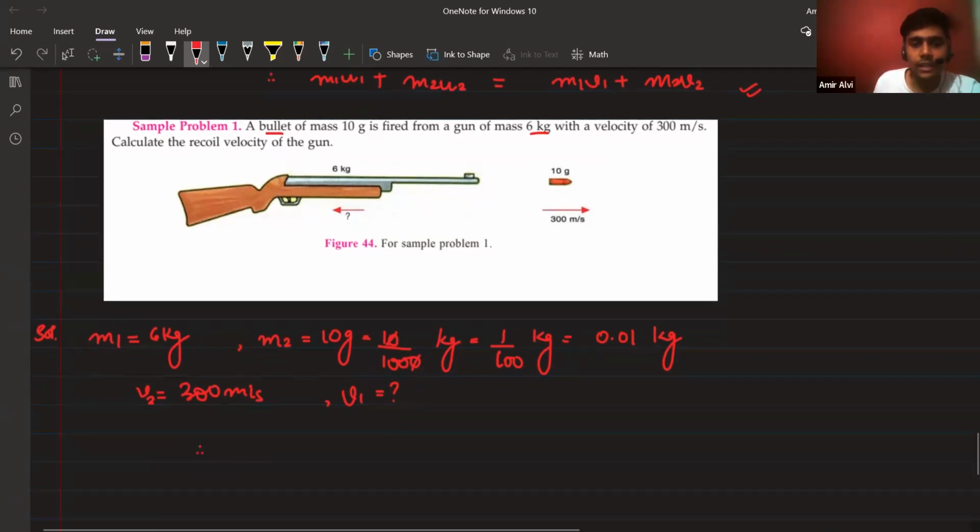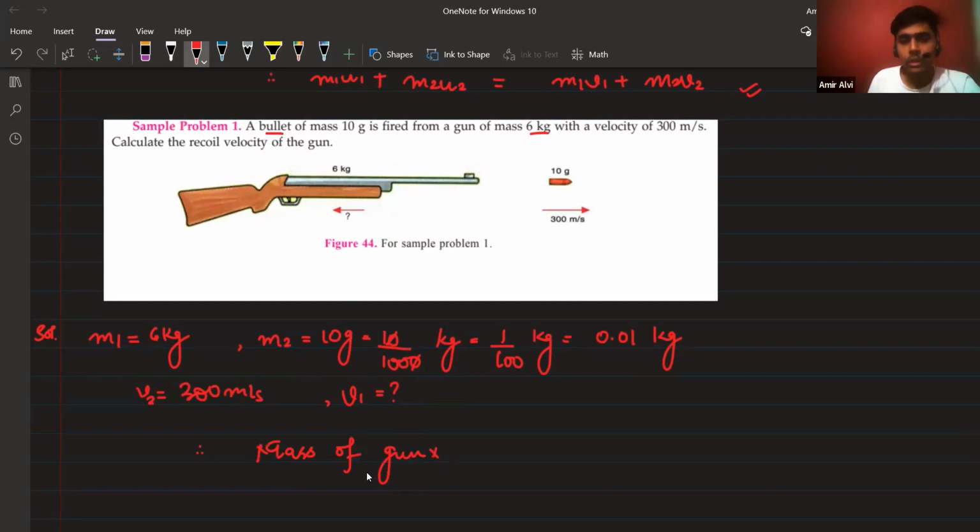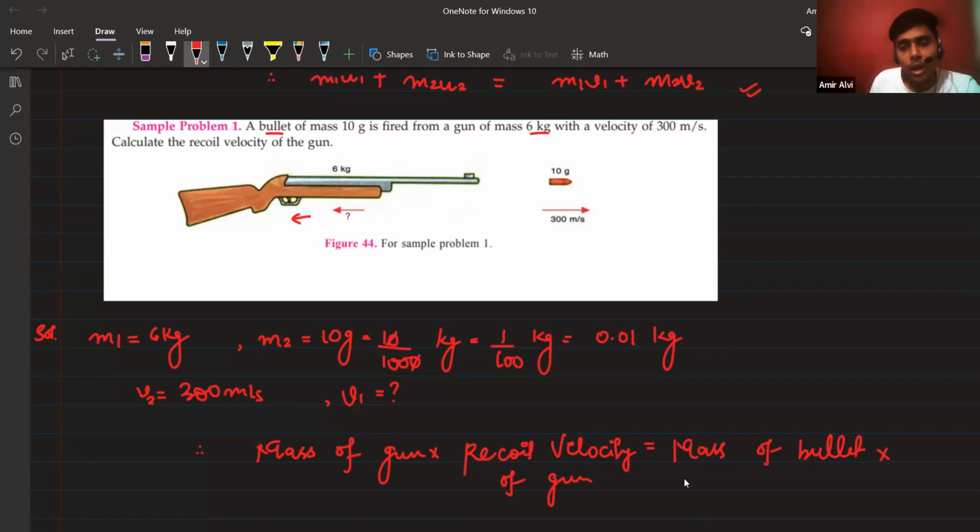Clear? So can I say that the recoil of the bullet is equal to the firing of the gun, basically the mass of the gun into the recoil of the gun. The gun will move in this direction. Yes or no, everybody? So the gun will be having some velocity as well. The mass of the gun is equal to the mass of the bullet into the velocity of the bullet. The bullet is moving with the velocity. Yes or no?